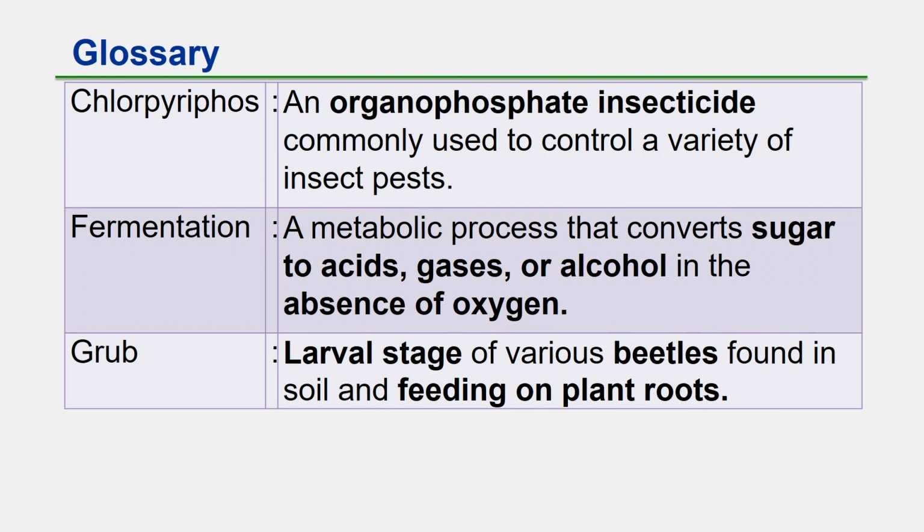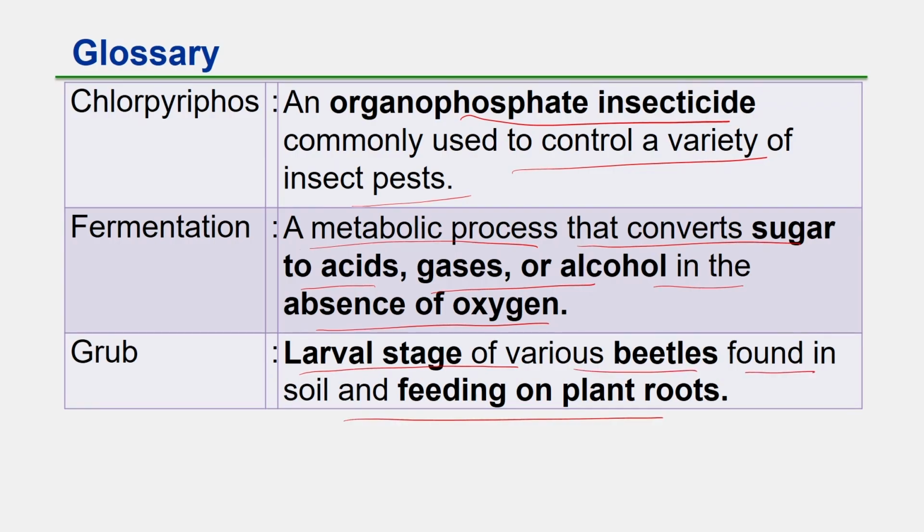Chlorpyrifos. It is an organophosphate insecticide commonly used to control a variety of insect pests. Fermentation, a metabolic process that converts sugar to acids, gases or alcohol in the absence of oxygen. Grub, the larval stage of various beetles found in soil and feeding on plant roots. So these grubs are also important pests in sugarcane. For example, white grub. We will discuss in detail.